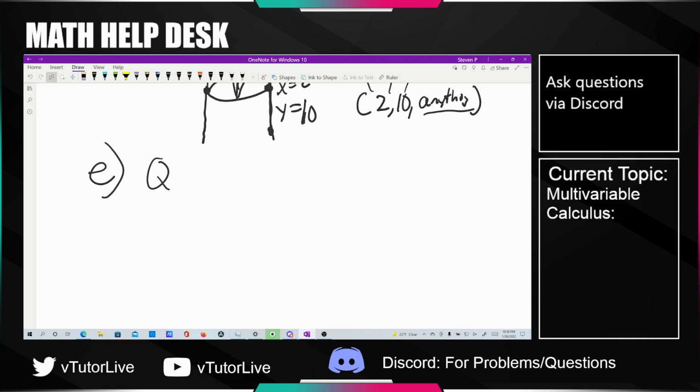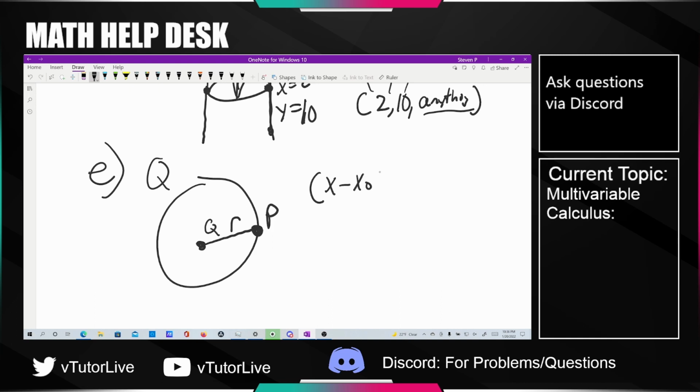But for E, it's asking for the sphere centered at Q containing the point P. I don't think we even need to draw the coordinate axes anymore, but this is understood to mean that P is lying in the shell. So the general equation for a sphere is (x - x0)² + (y - y0)² + (z - z0)², and that's going to be equal to r².